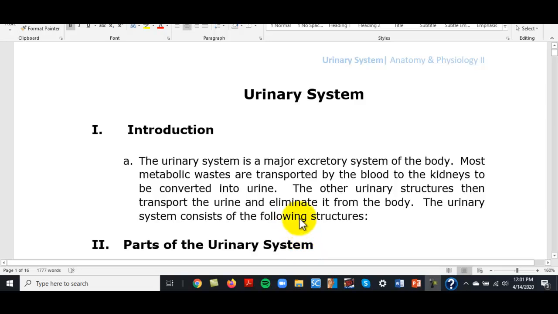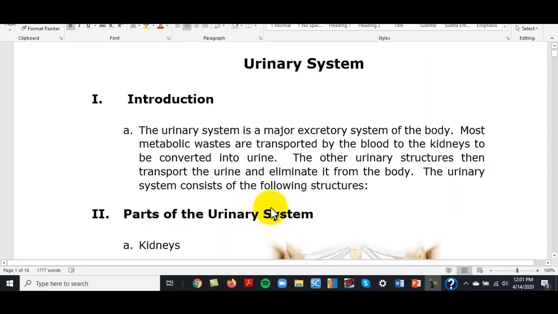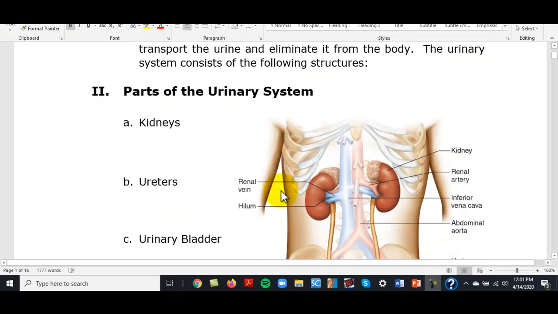And like it says here, major excretory system of the body, most metabolic waste are transported by the blood to the kidneys to be converted into urine. And that's what we're going to be doing in this section. And a few of the what are called side functions.